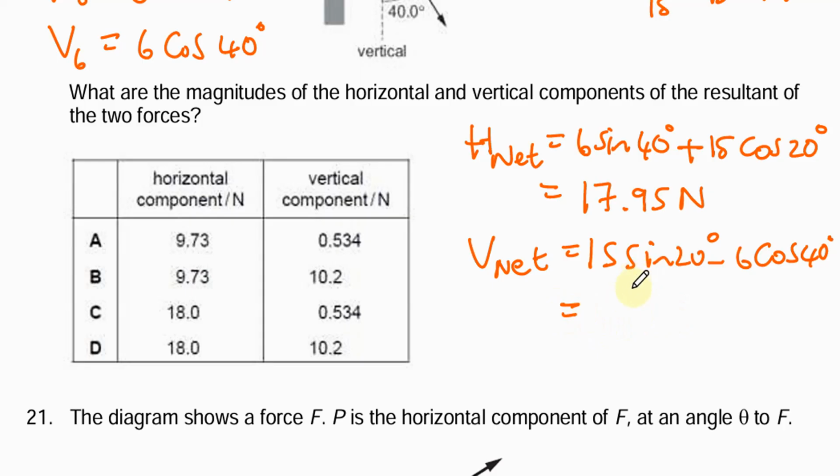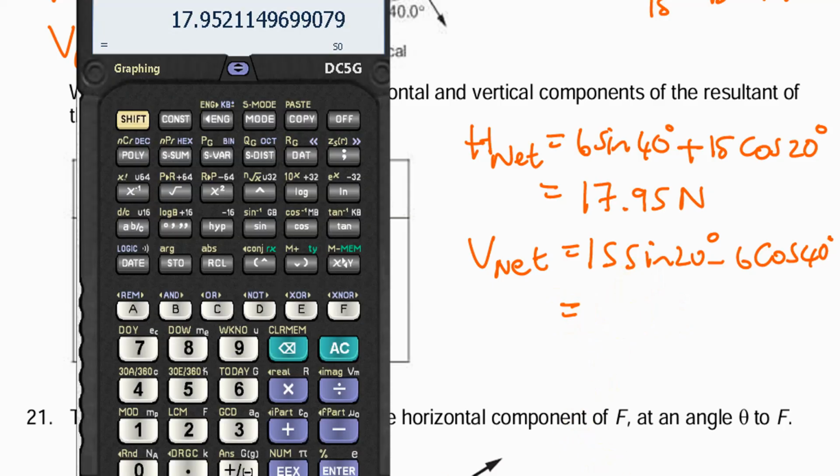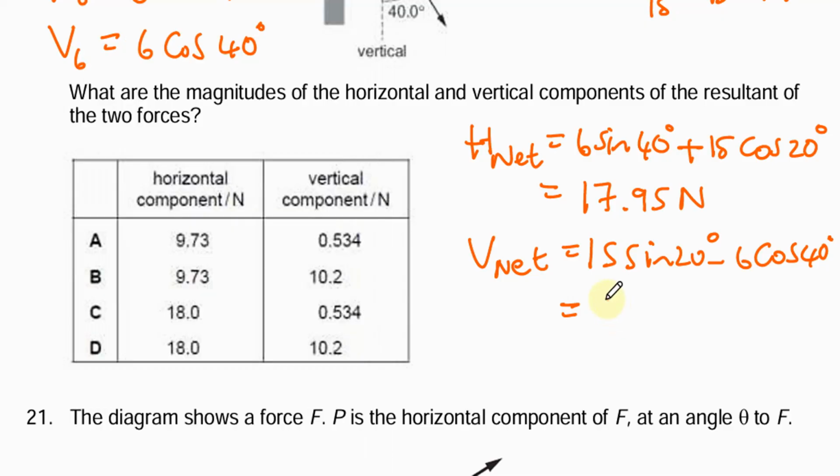We can work this out on a calculator. And we get 0.53. Now, 17.95 to two significant figures will be 18 newtons. So let's check which answer is correct here. 18 and 0.53. So it's going to be C.